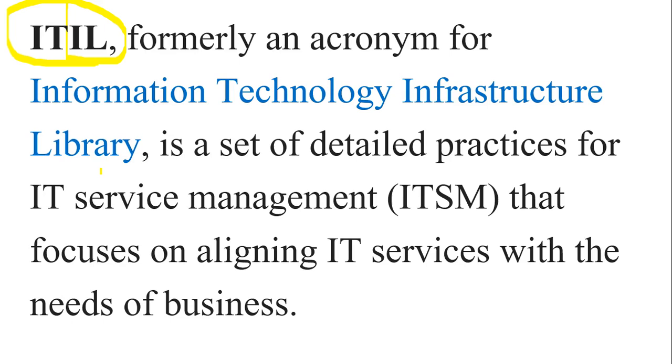Here we are talking about ITIL. ITIL is information technology infrastructure library. So you should first understand what a library is. I hope you know what a library is. A library is a collection of multiple books, and you will get lots of books there. Now let me tell you in detail.